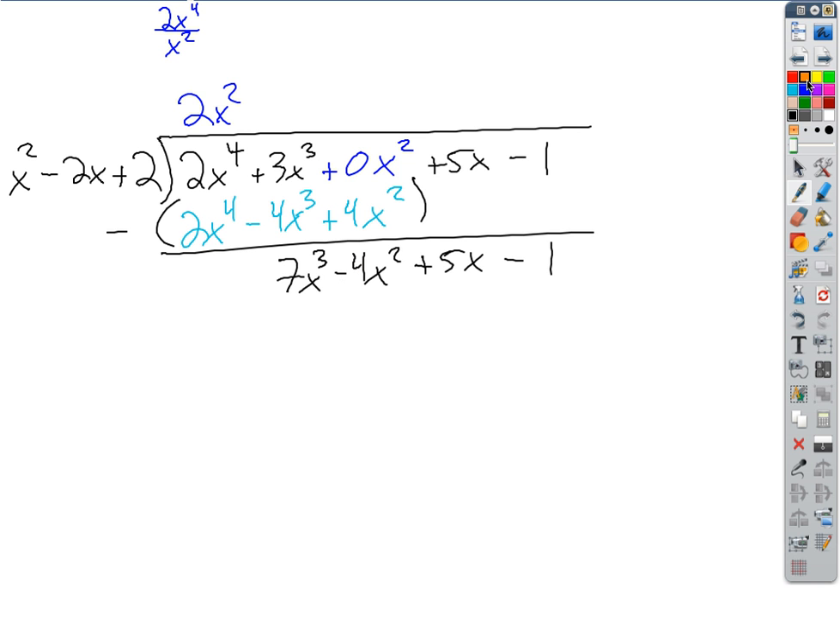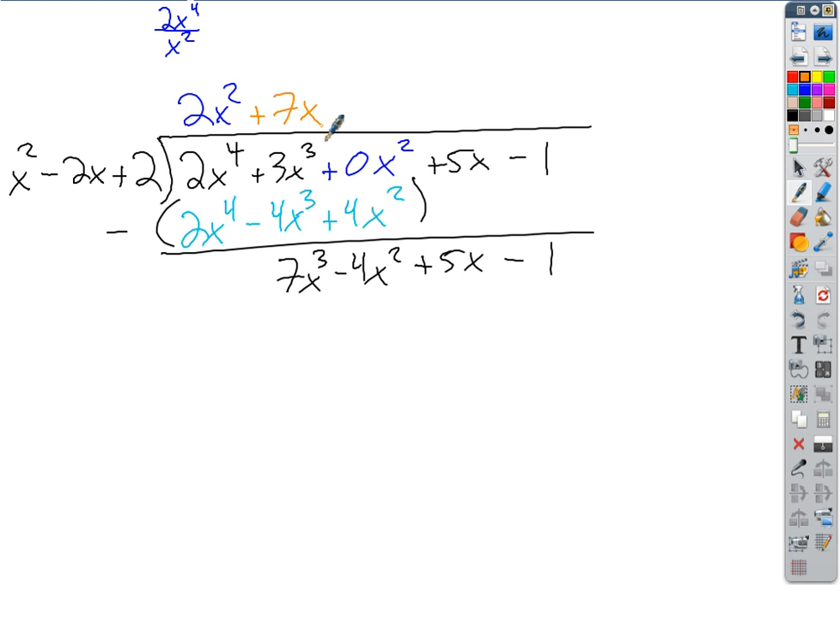Now, x squared times what is 7x cubed? 7x, sure. Okay. So we're going to get plus 7x. Until we're done. We'll just keep doing this step by step until finally we get this thing whittled down to a point where we can't do it anymore, and then we're done.